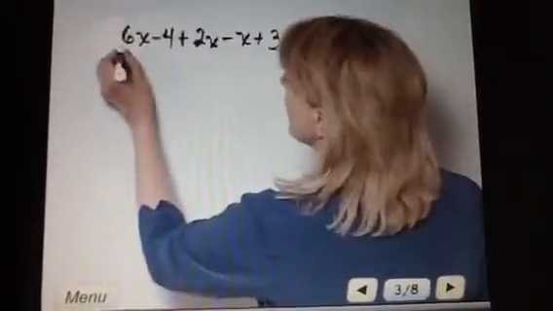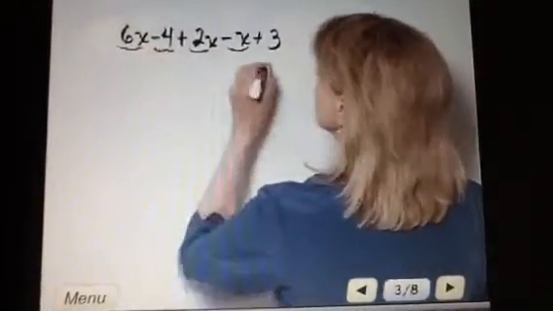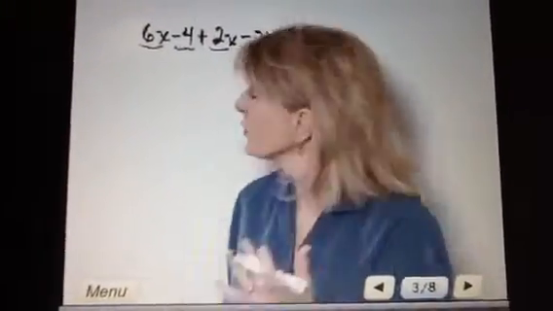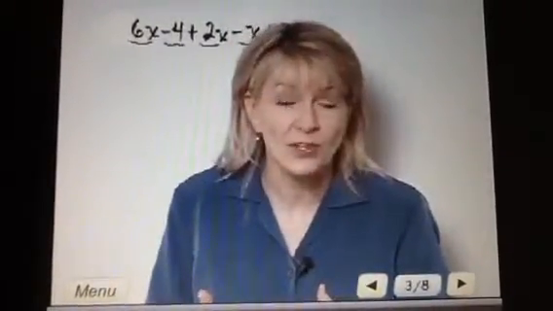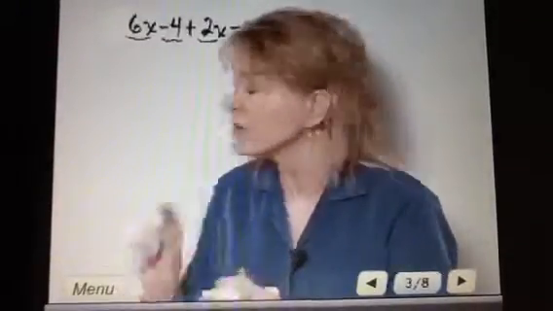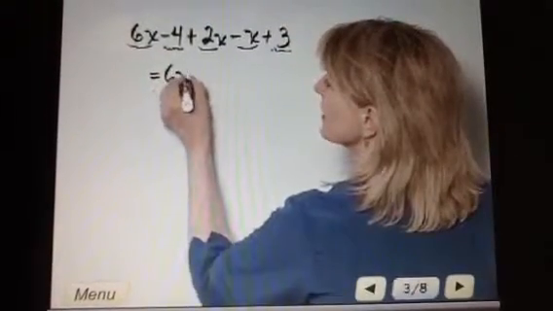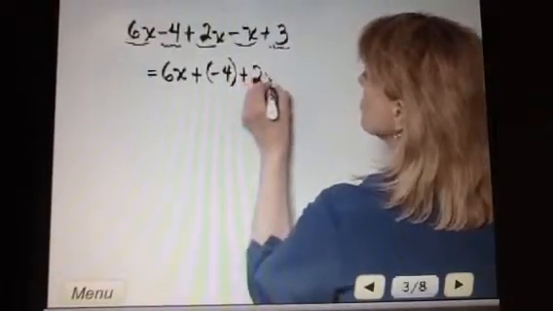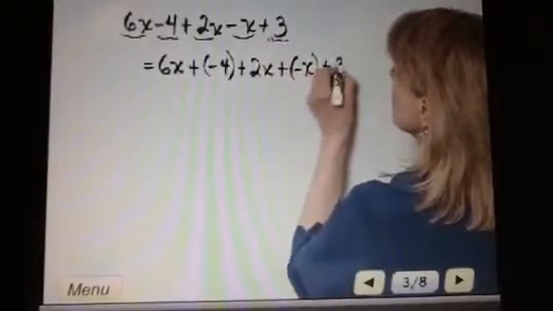Well, notice I do have some like terms. Those are like terms, and of course I can combine constants also. So let's use the commutative property. Don't forget, with addition, the commutative property says that we can change order and the sum remains the same. So let's first of all take a moment and let's write this as a sum. That's 6x plus negative 4 plus 2x plus negative x plus 3.